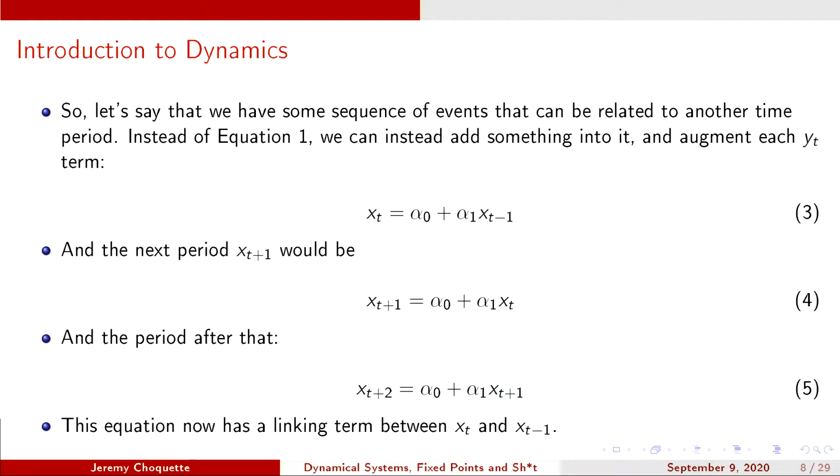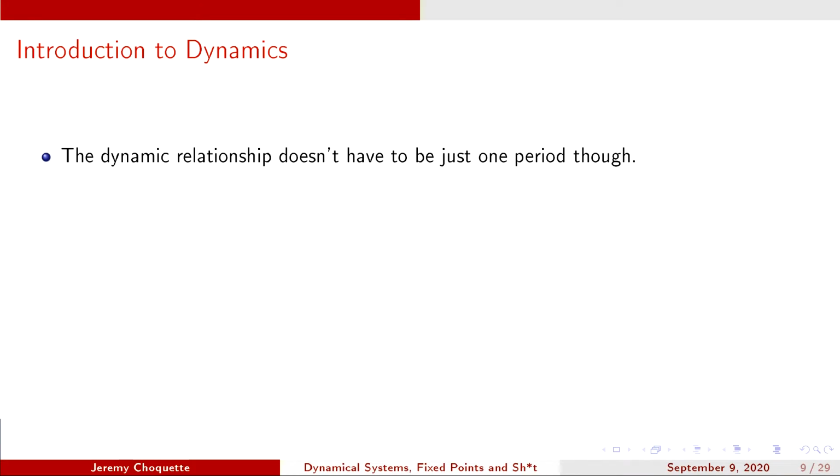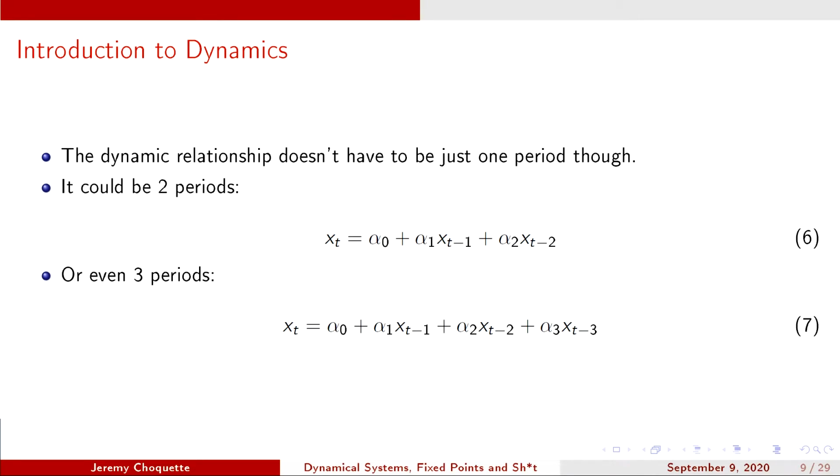Now, this equation has a linking term between x_t and x_{t-1}, or x_{t+1} and x_{t+2} and x_{t+1}. The dynamic relationship doesn't just have to be one period. We could have it for 2 periods, and we could also have it for 3 periods if we want. However, it's not really something that we're going to be looking at in the context of this class. Some more advanced macroeconomic models will use multiple lags, but in what we're going to be learning in this course, it's really just going to be one lag.